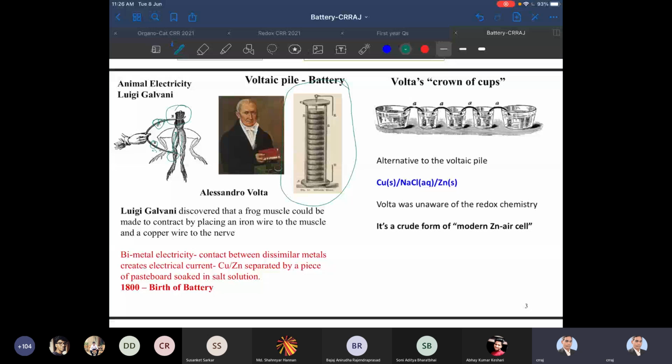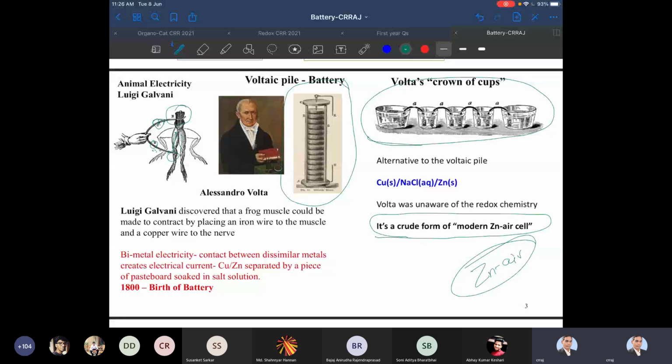What he did was take cardboard soaked in sodium chloride and alternately pack them one after another, and then measured that. And later he made Volta's crown of cups in this way. There are plenty of stories there. This is basically a modern zinc-air cell, a crude form of a modern zinc-air cell. Zinc-air, right? I'm not sure whether you have come across that. Let's not go here. We'll stick to the copper and zinc.